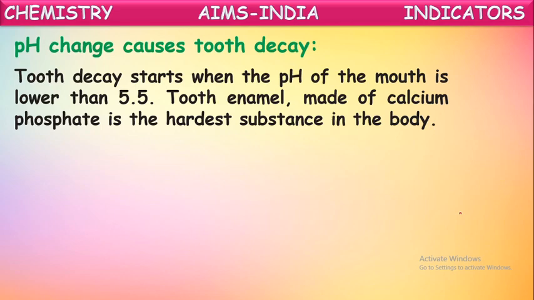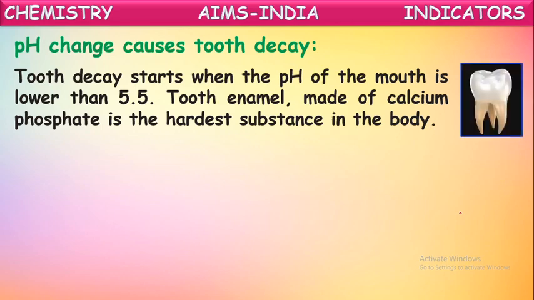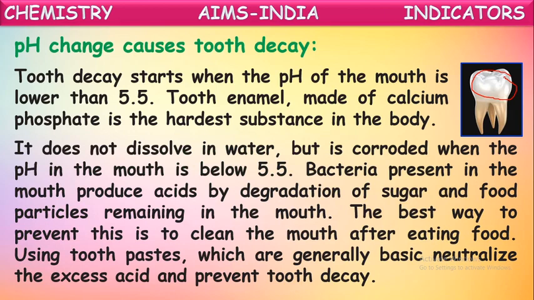Tooth enamel is made up of calcium phosphate, which is the hardest substance in the body. It can survive as long as the pH value is 5.5. If it is lower than 5.5, then this enamel may get damaged. It does not dissolve in water or food, but it is corroded when the pH in the mouth is below 5.5. Yes, if the pH value is below 5.5, then it starts getting decayed.